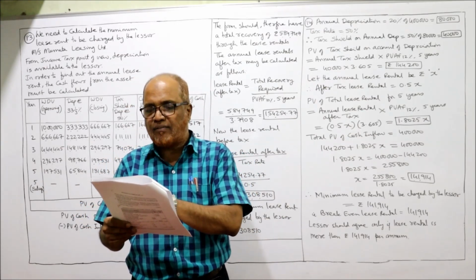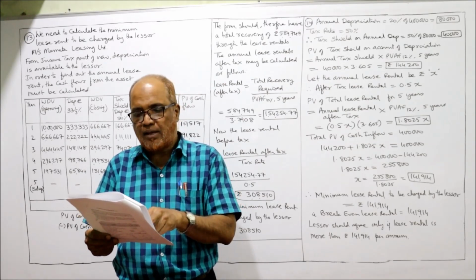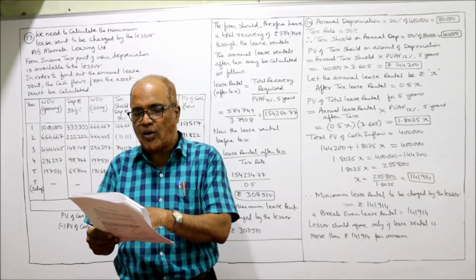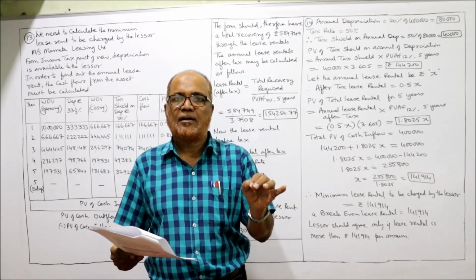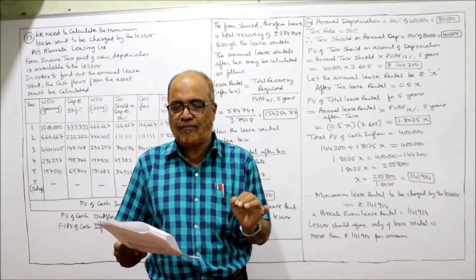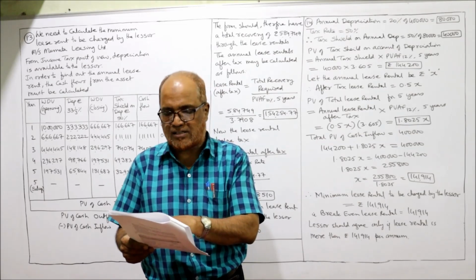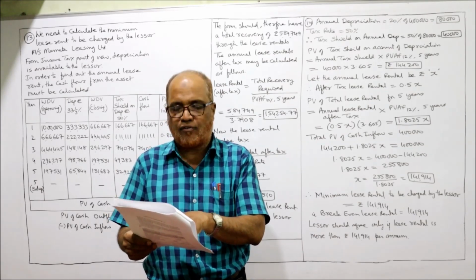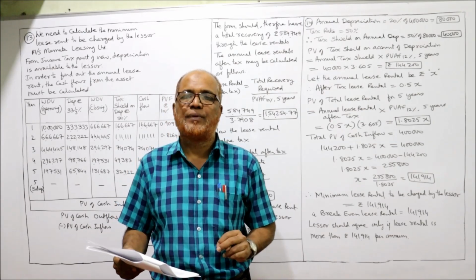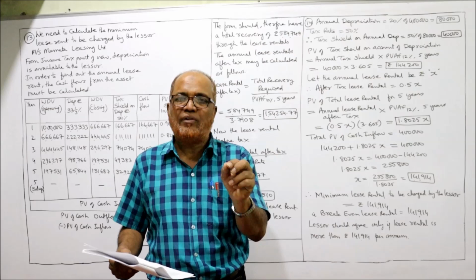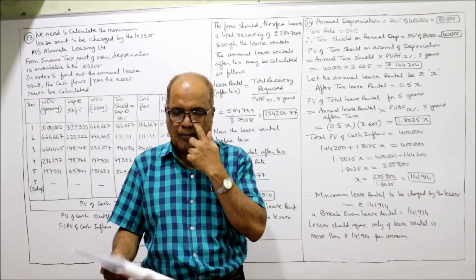Expected life of the asset is 5 years. Salvage value is nil, no salvage value is there. Then lease rental payable at the end of each of the 5 years, this we have to find out. Corporate tax rate applicable to the lessor is 50%. The present value of annuity of rupee 1 for 5 years at 12% is 3.605, which is given in the problem.